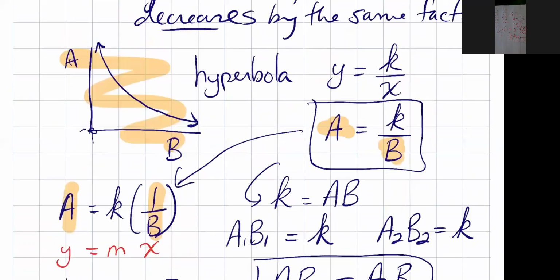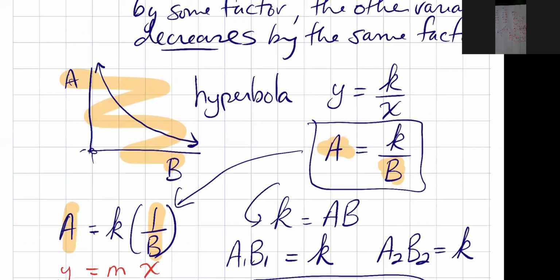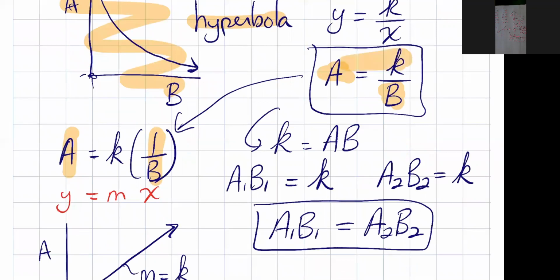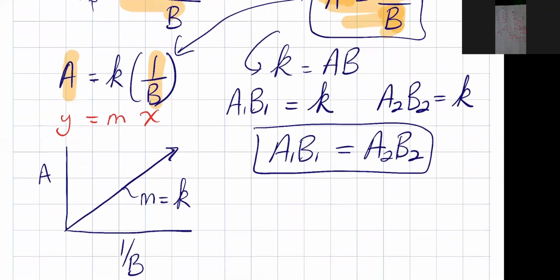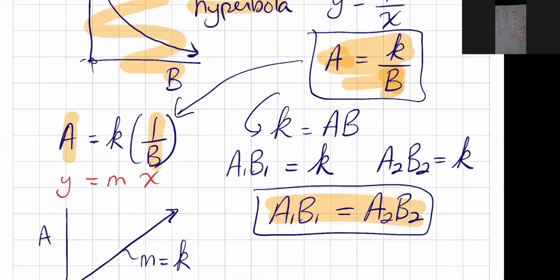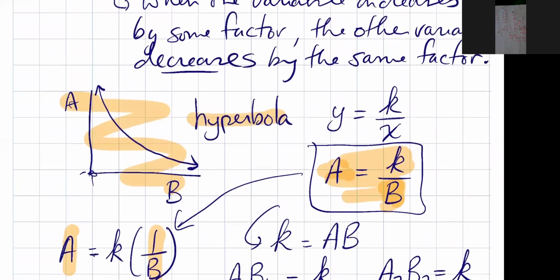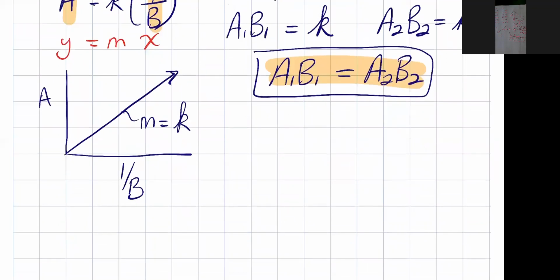So we see here 4 different things to remember about inverse relationships. The graph A versus B is a hyperbola. That equation is A equals K divided by B when written algebraically. When that's rearranged, you get K is equal to AB, which led to this logical conclusion that A1B1 has to equal A2B2 in an inverse relationship. And finally, while the graph A versus B was hyperbolic, the graph of A versus the reciprocal of B would be a straight line graph. And the slope of that graph would be the constant K.